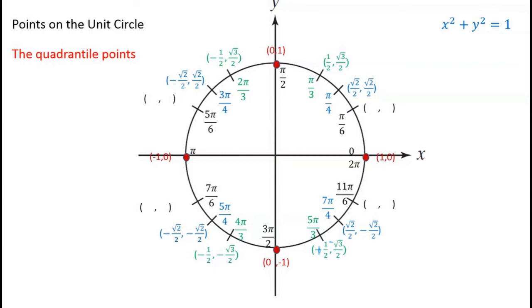Now to wrap this up, notice we still have 4 missing values, and that is pi/6. Now you're going to have to trust me on this, but we could prove that the values for pi/6 are inverted from the values of pi/3. Instead of 1/2 for x and square root of 3/2 for y, that gives me square root of 3/2 for x, and 1/2 for y.